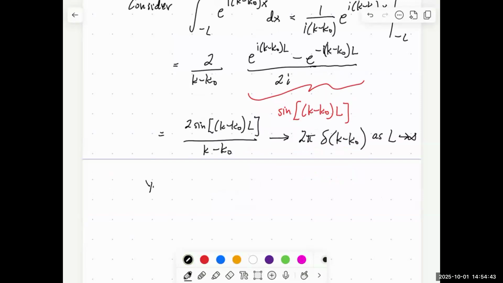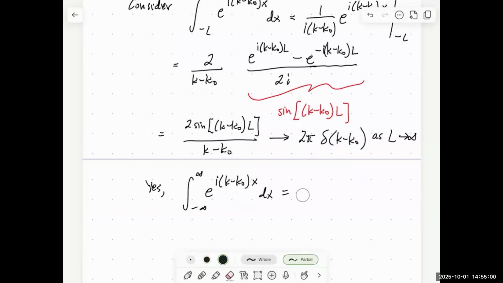So yes, the integral from minus infinity to infinity of e to the i (k minus k0) x dx is equal to 2 pi delta of k minus k naught. So this is kind of a useful identity actually to have in the back of your mind because it crops up every once in a while.